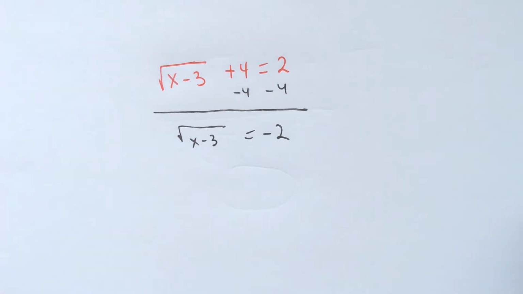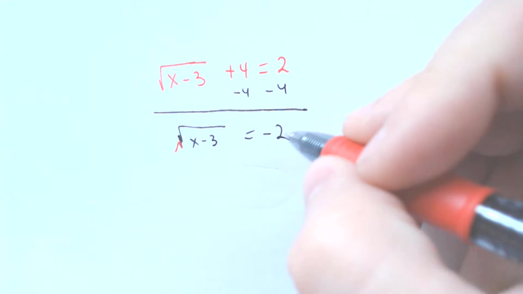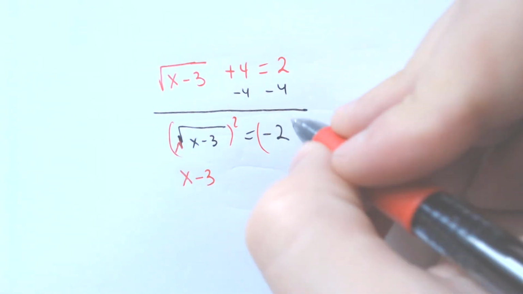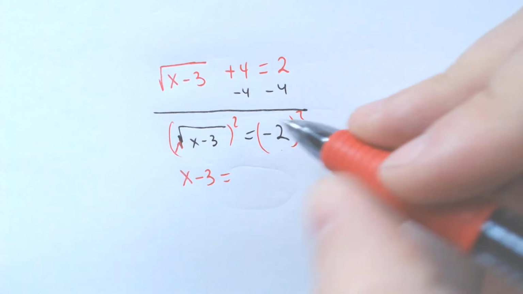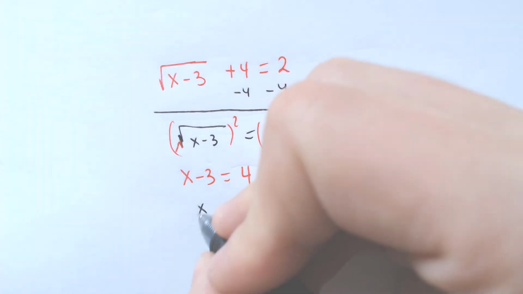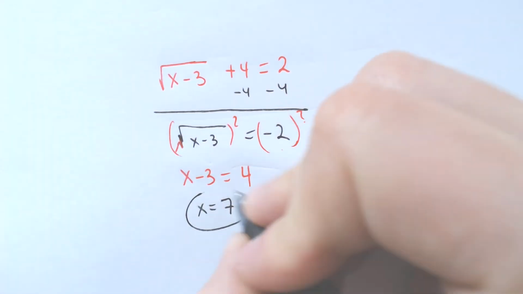And then from here, we are going to square both sides again, because even though it's an x minus 3, it's still all underneath that square root symbol. If we square both sides, it would cancel that, and negative 2 squared is equal to 4. And if we add 3, we get x is equal to 7.